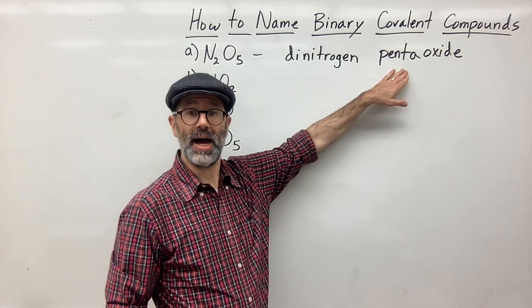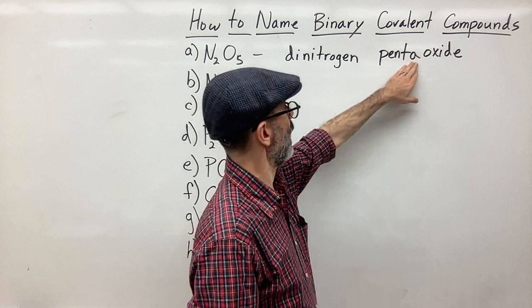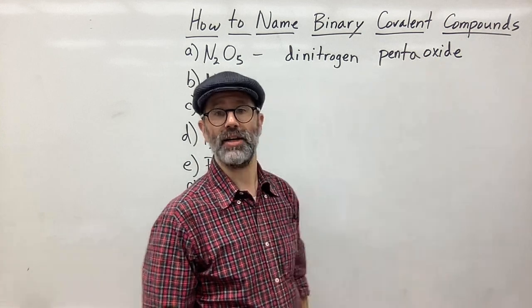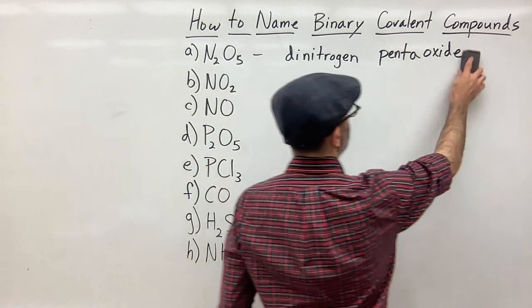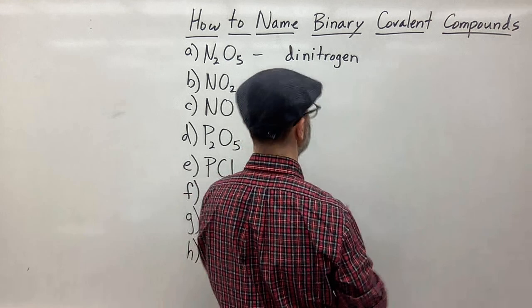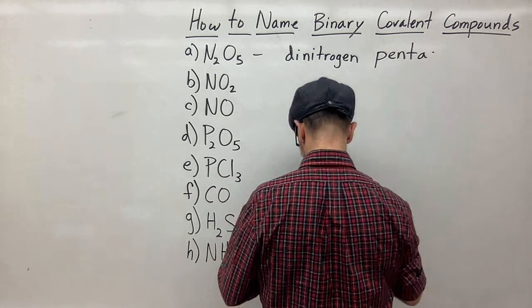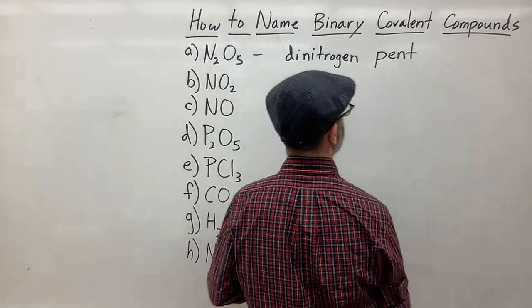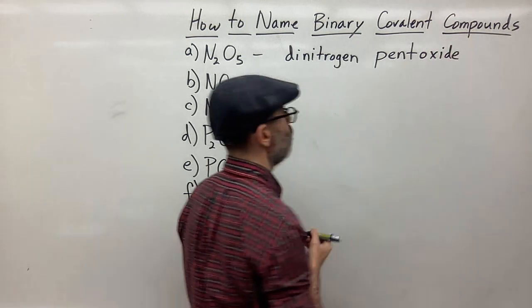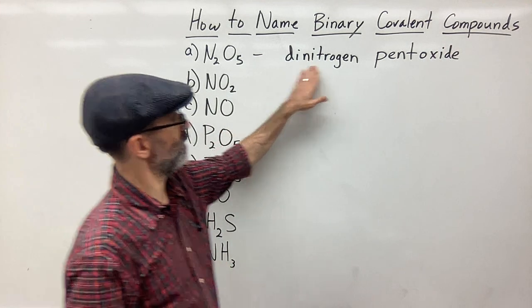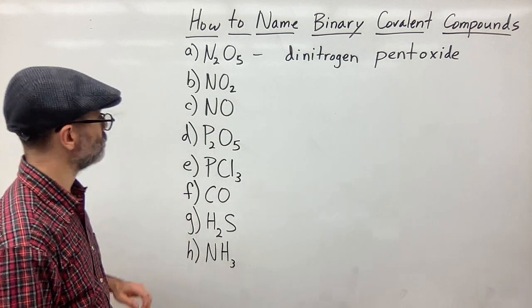Now, if I add penta here, it would read pentaoxide, but that doesn't really flow off the tongue. So whenever we have A for penta with the O oxide, we drop the A. So it's not pentaoxide, it's just pentoxide. So we would spell it like so. Drop the A and add oxide. So pentoxide. So dinitrogen pentoxide would be the name of this substance. Okay, let's go to the next one.